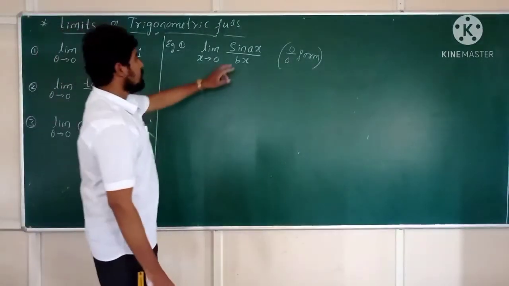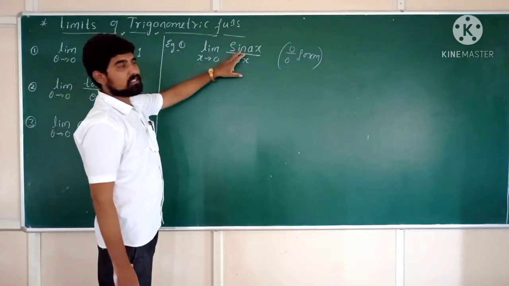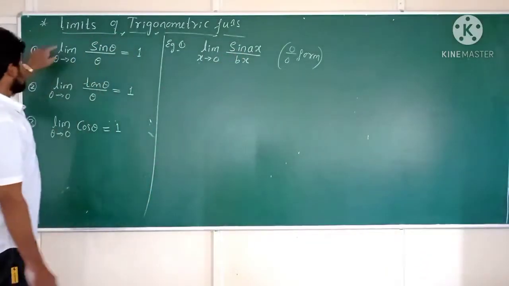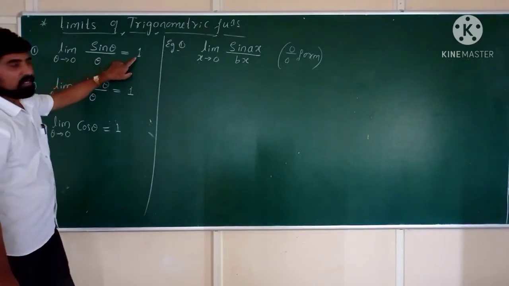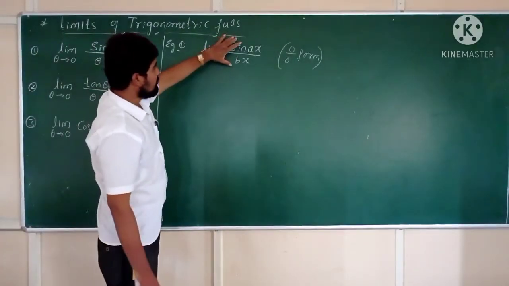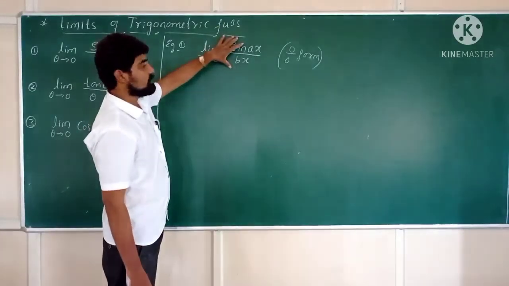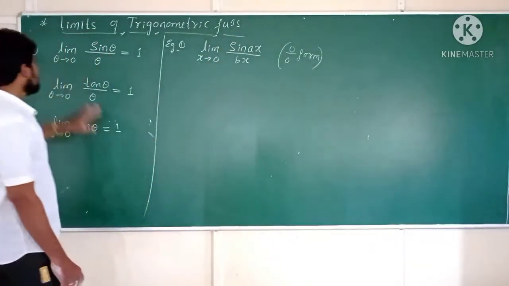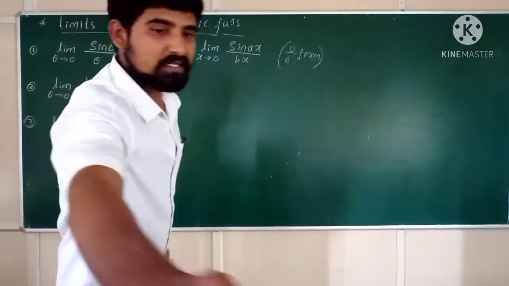But this function is one of the sine trigonometric ratios used here. So we know the formula: limit theta tends to 0, sin theta by theta is 1. To find the limit value of this given function at x equal to 0, we need to express this given function in which form? Limit theta tends to 0, sin theta by theta.